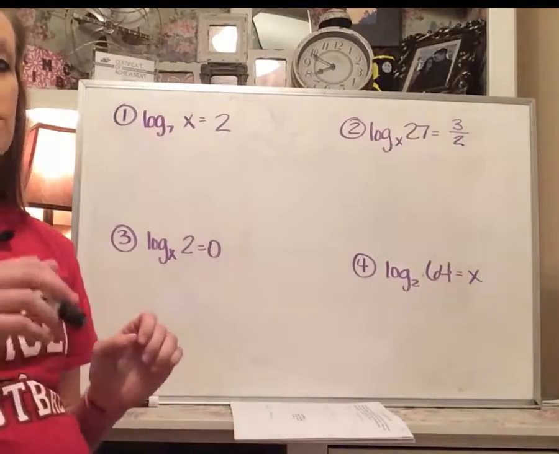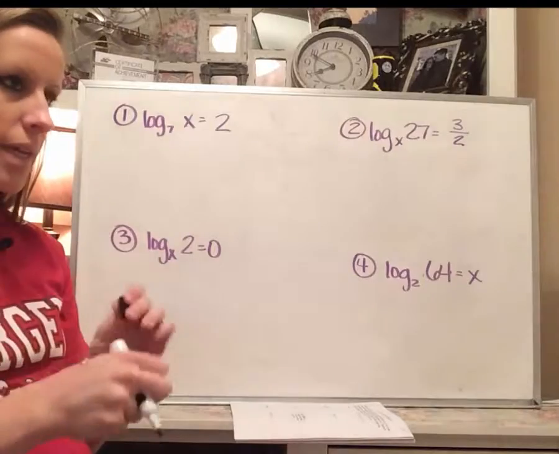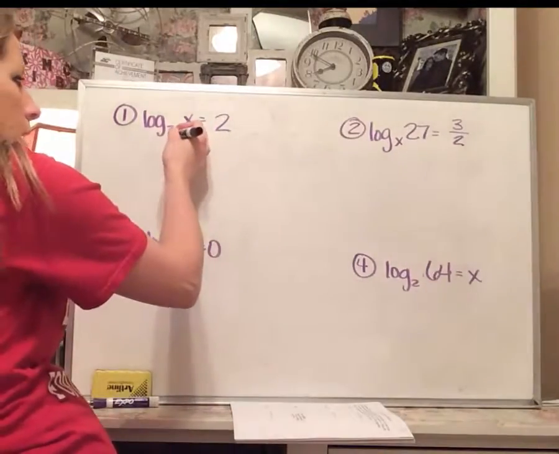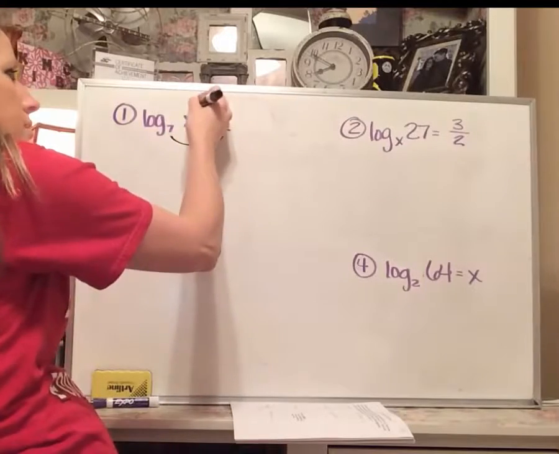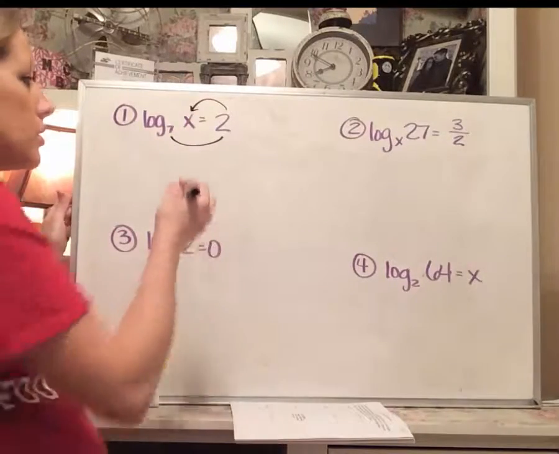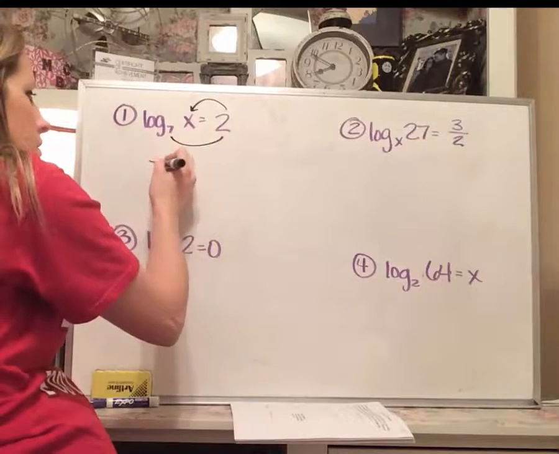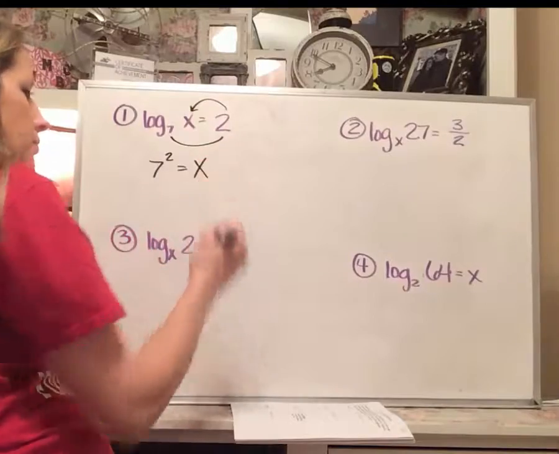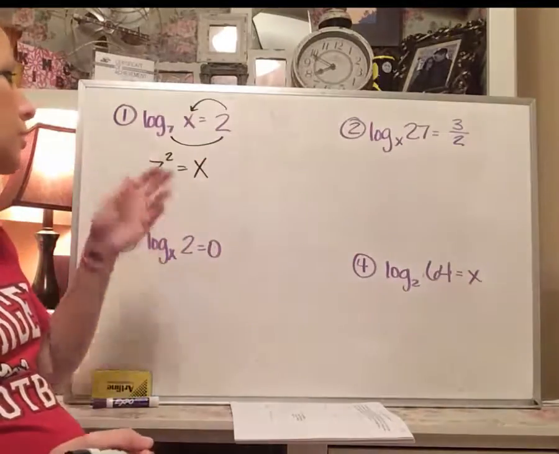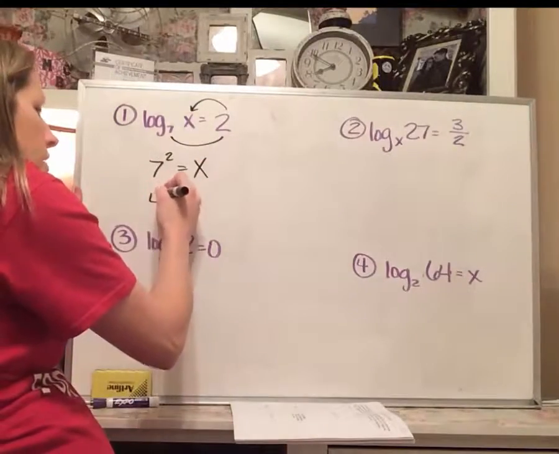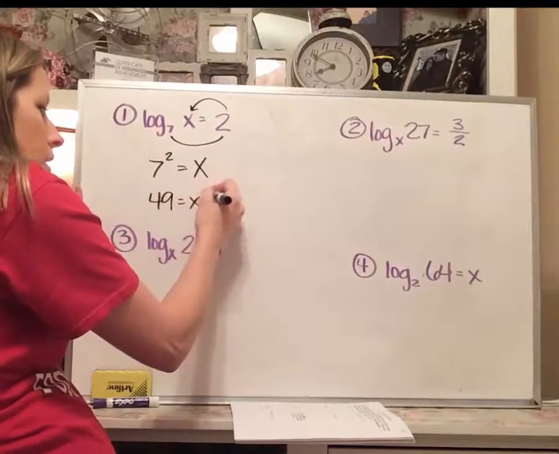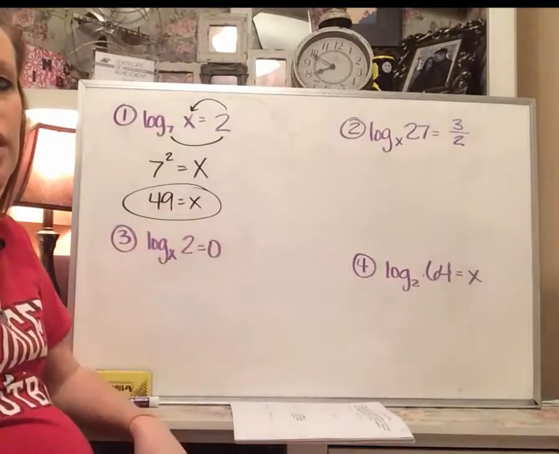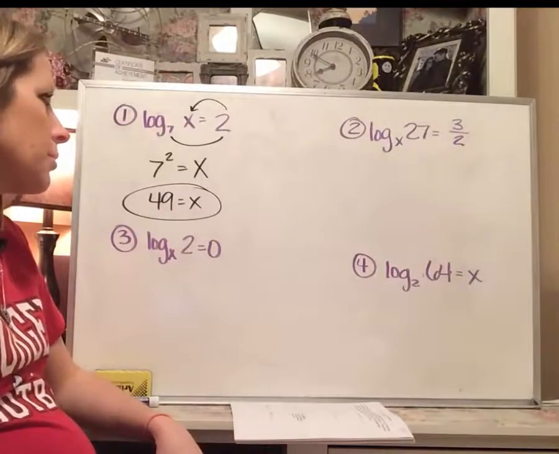So remember, start with the base. This is what we did Monday or Tuesday. You want to start with the base and move counterclockwise to change to exponential. Okay, so we have 7 squared equals x. So what is 7 squared? 7 squared is 49. So you're going to have some easy problems like that where you just change it to exponential and you get your number.